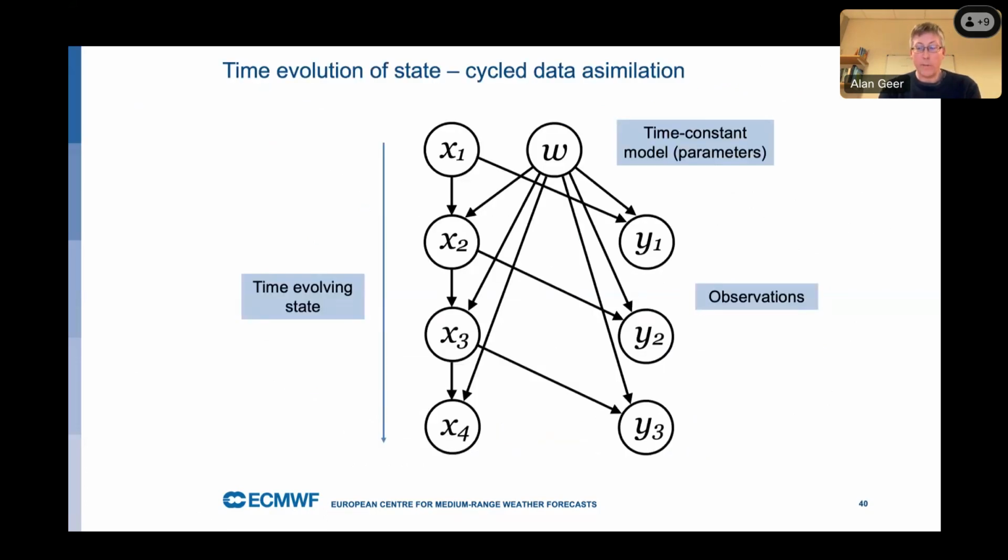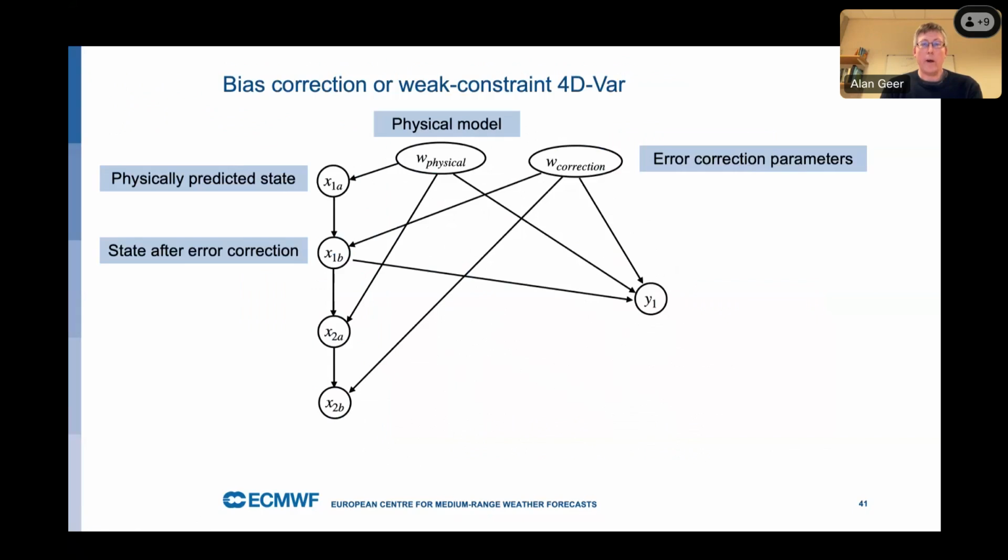We still have about 5 minutes. So if we had that time evolution of the cycled data assimilation, but we wanted to add error correction to it, then we'd need an elementary Bayesian network that looked a little bit like this, with now weights representing a physical model and weights representing an error correction to that physical model.